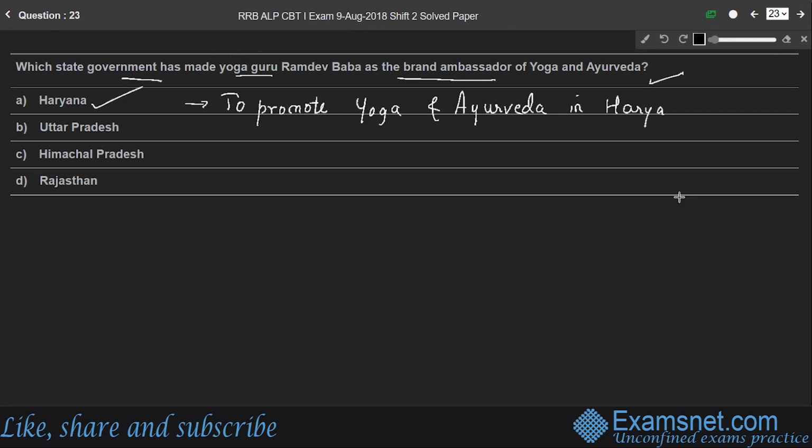It was declared by Haryana's Minister of Sport and Health, Anil Vij. So for the given question, option A is the right answer.